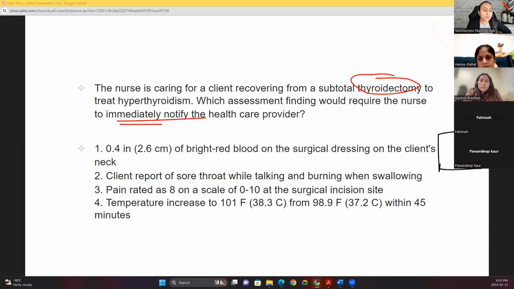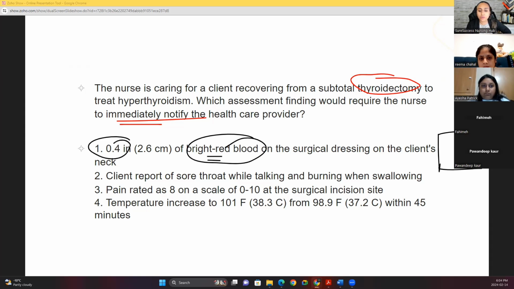So most of the students are worried about the bright red blood. Okay, so now this is not because it can be hemorrhage. This is what you're thinking, everybody. What I am thinking is that it is bright red blood in the surgical site. And what is the size of it? 0.4, 4 inches. I am seeing this much of an amount.